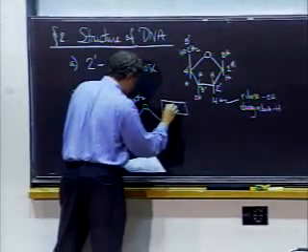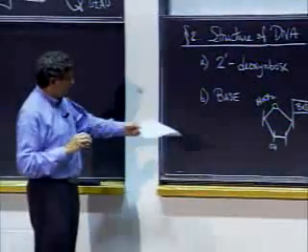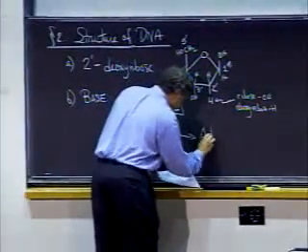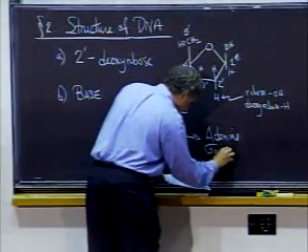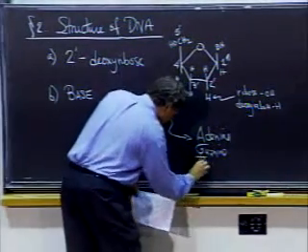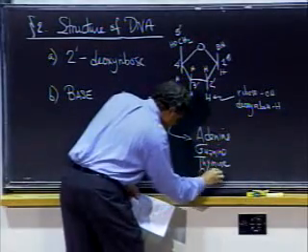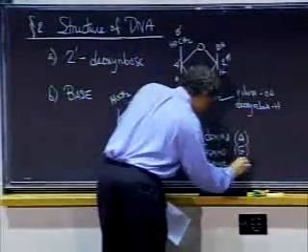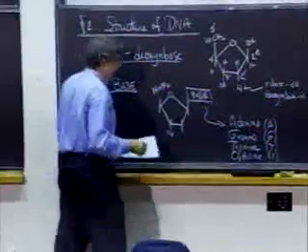Base. So there are 4 kinds of bases that can go here, and they are adenine, guanine, thymine, cytosine. So that's the second important part in building up DNA.